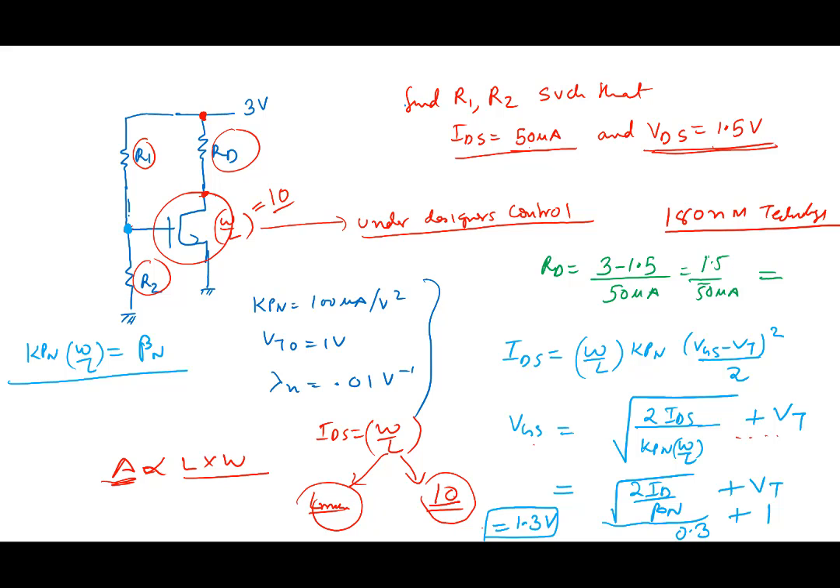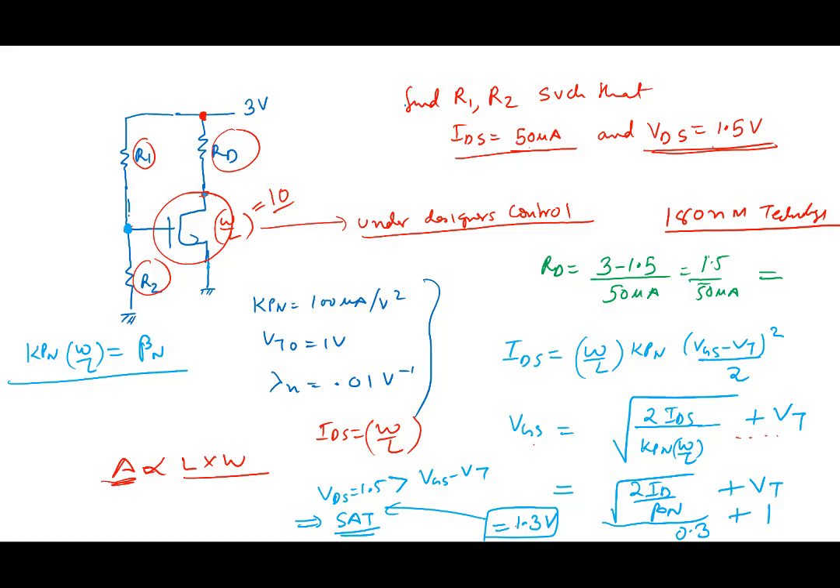At this point you can check VGS is 1.3 volt and VDS is given as 1.5, so this is okay. VDS is greater than VGS minus VT, so the transistor is in saturation region. Alright, so VGS is this, and we can check that VDS equal to 1.5 is greater than VGS minus VT. So the transistor is in saturation, so that's not a problem. In our design, if I apply VGS equal to 1.3, the transistor would be in saturation region, so that's okay.